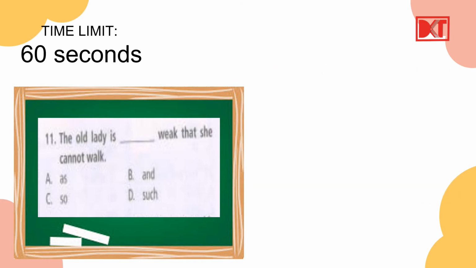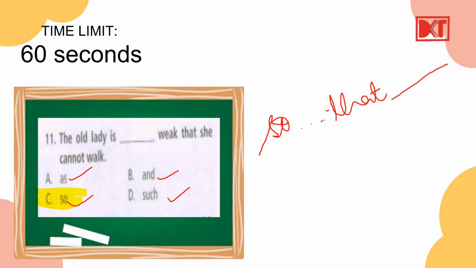Okay, the old lady is dash weak that she cannot walk. A, as weak, B, weak, C, so weak, or D, such weak. Here the correct answer is C, so. Now here again we have what? A correlative conjunction. The lady is so weak that dash. Now, so condition 1 and that sentence 2.